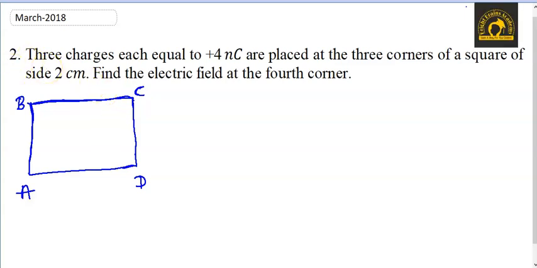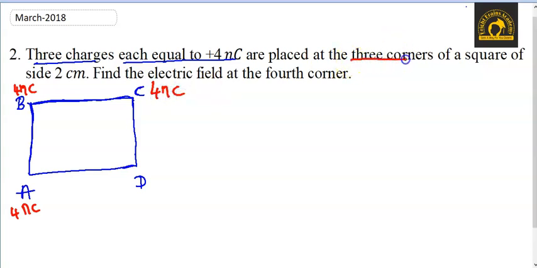Three charges, each equal to 4 nanocoulomb. So each charge value is 4 nanocoulomb.